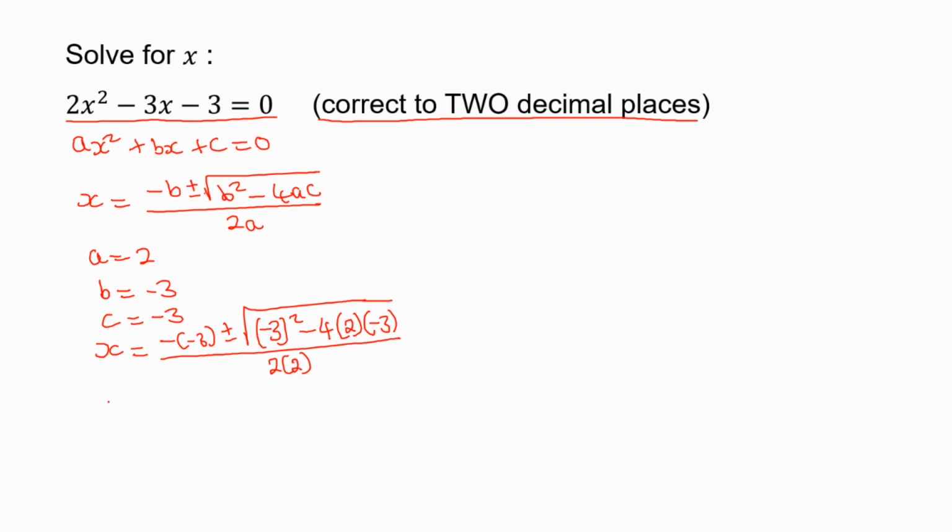Right, you can start by simplifying. X is equal to 3 plus or minus the square root of 33 over 4. And then you can use your calculator here. You can get that x is equal to 2,19, or x is equal to negative 0,69. You can use your calculator to get that.